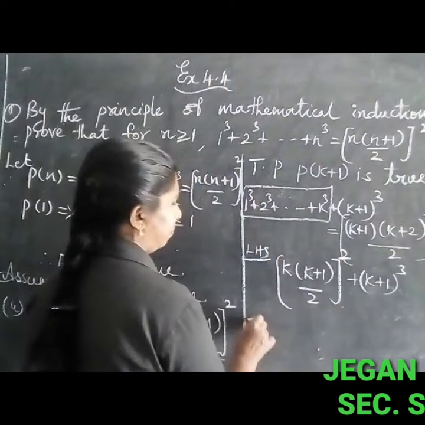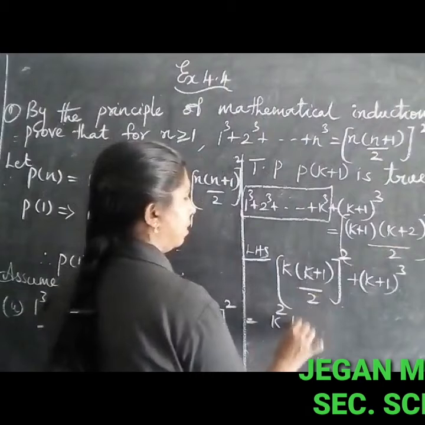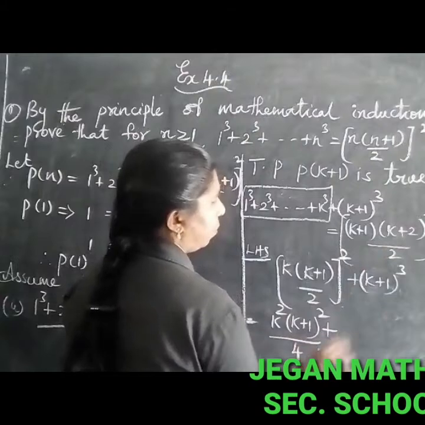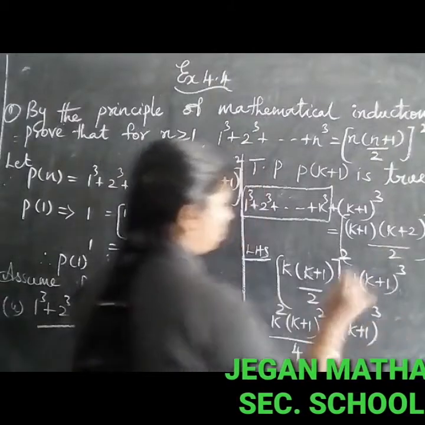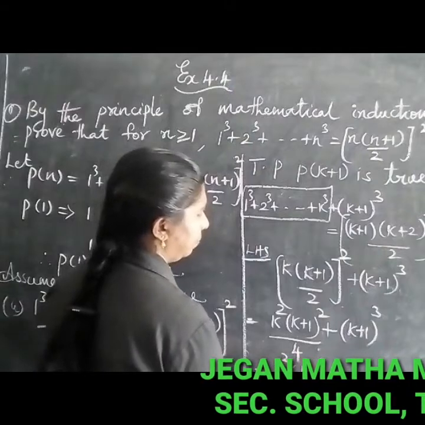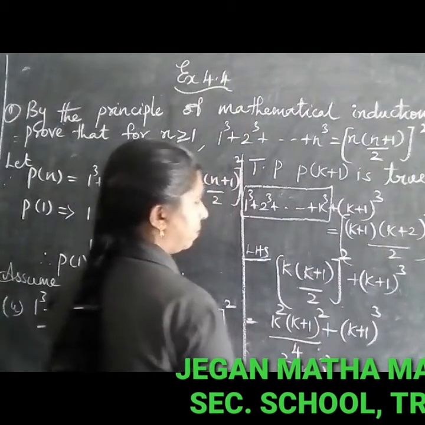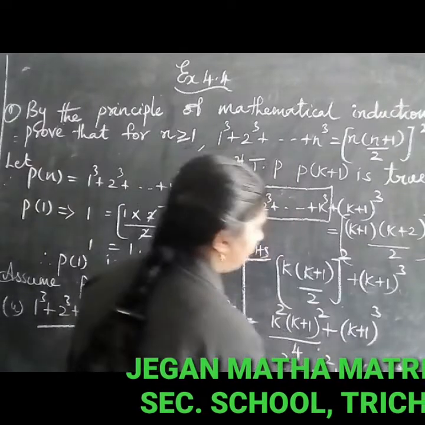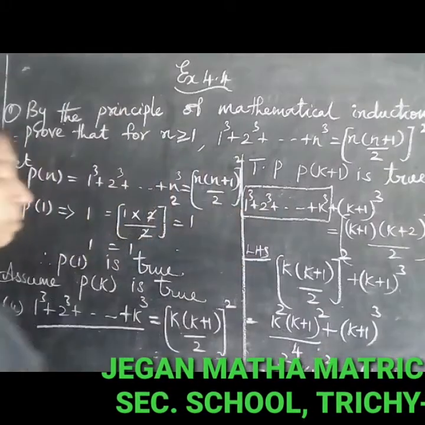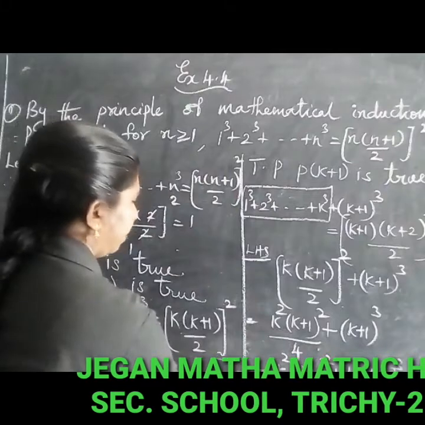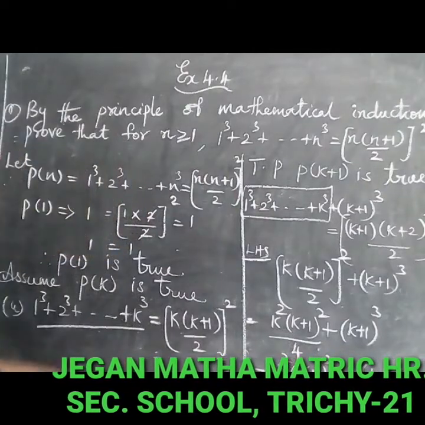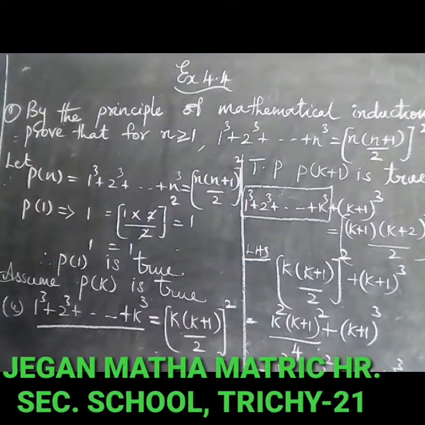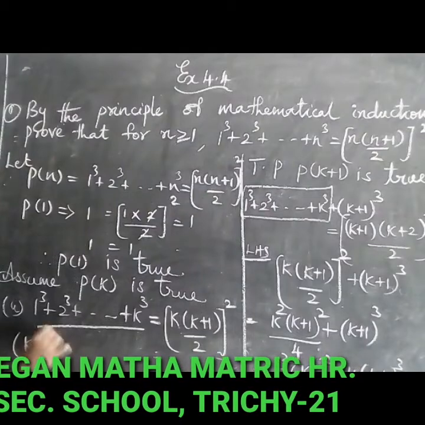Then you can take the common term. So here you can write k square (k+1) the whole square divided by 4 (k+1) the whole cube. That is [k square (k+1) the whole square plus 4 into (k+1) the whole cube] divided by 4. So the next expression we can write for both terms. We are having (k+1) the whole square is common. So you can take (k+1) the whole square common.